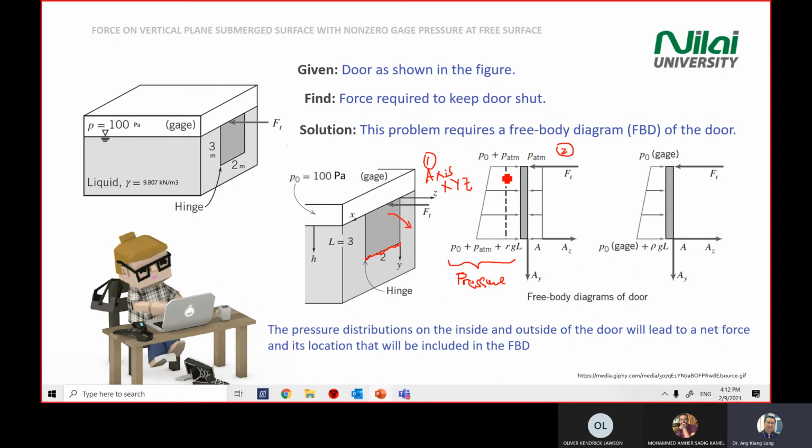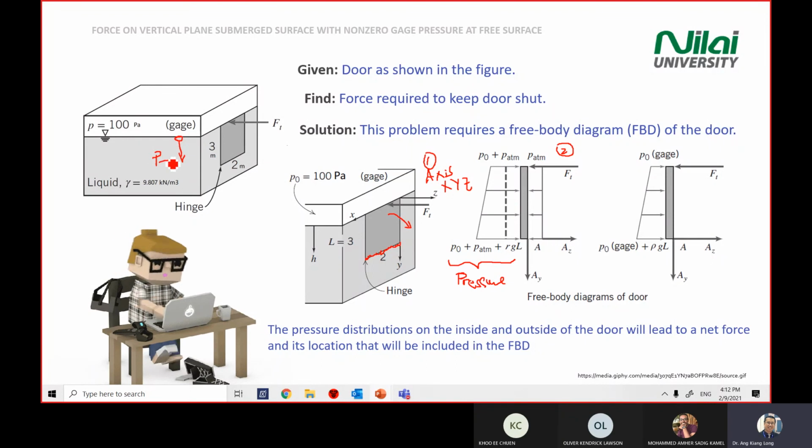Okay. So we have two surfaces, one on the left, one on the right. And you know that as you go deeper, you will get a higher pressure. So as you go deeper, the pressure will increase. So we know that if we go deeper, we will have a non-linear pressure on the door itself.